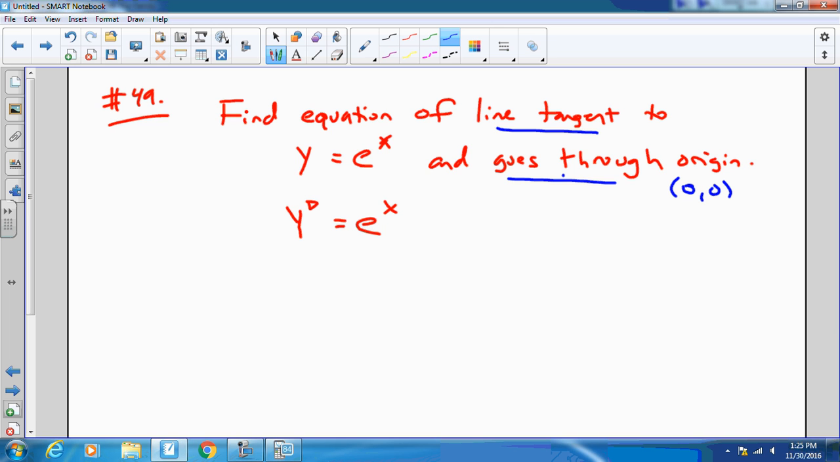So here we have the equation of a line, and it has two characteristics. It is tangent to e to the x, and it goes through the origin. Now what? Find the slope of the tangent line. Well, that's what we know. The line is through the origin. How do we find the slope of a line through the origin? I use e to the x minus 0 divided by x minus 0.